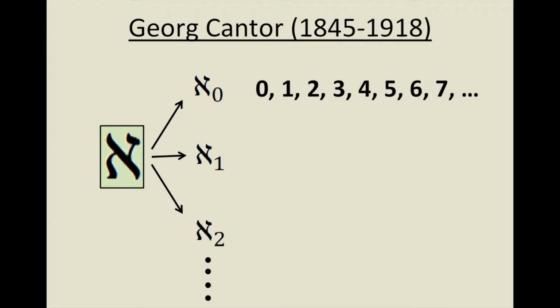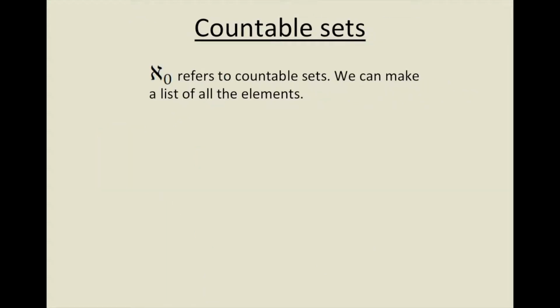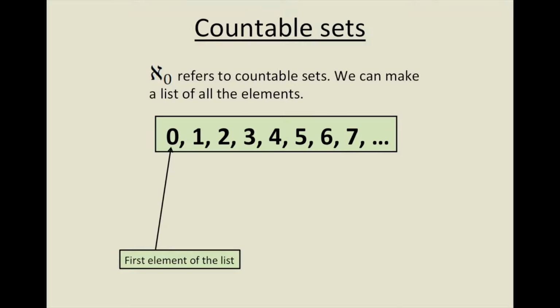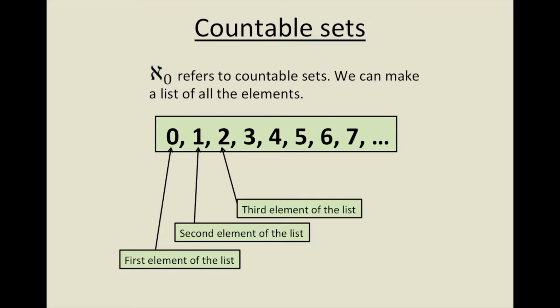So Aleph naught, any set that we can count, even though it's infinity, we can arrange them in order. Aleph 1, the number of points on a line. Aleph 2, the number of continuous functions between 2 points. So let's be clear. When we say countable sets, it means we can name the first element and the second element and the third element and the fourth element and so on.